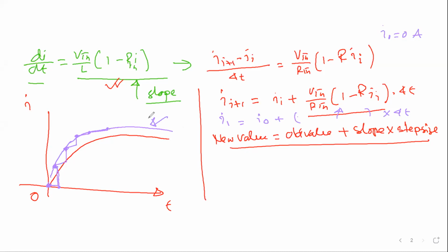Okay, let us start with a simple example. Consider that your V_TH is equal to 10 volt. Your R_TH is equal to 5 ohm.